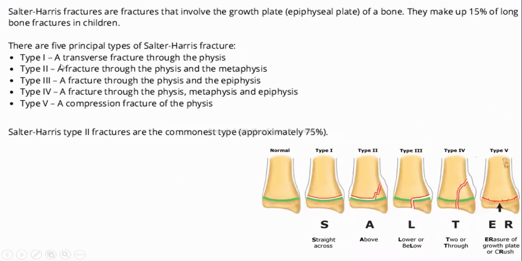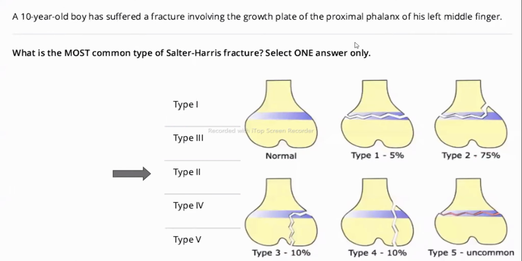Regarding classification, the type most commonly asked in the exam is type 3. I'm not talking about Salter-Harris in general, I'm talking about the exam. Clear, guys? So you can find this in the exam. If they ask you what is the most common type, type 2. But if they give you an X-ray of type 3 and ask you the most common type, what is the answer?